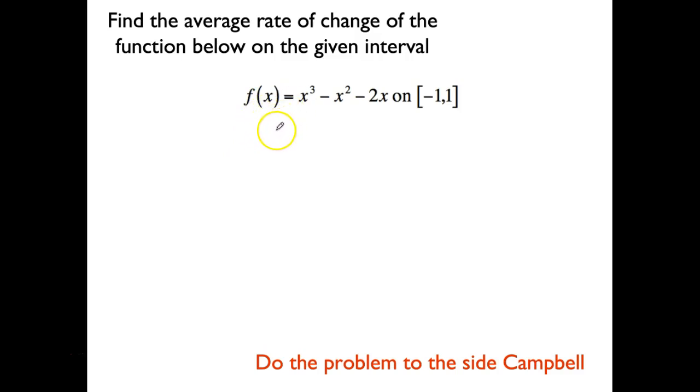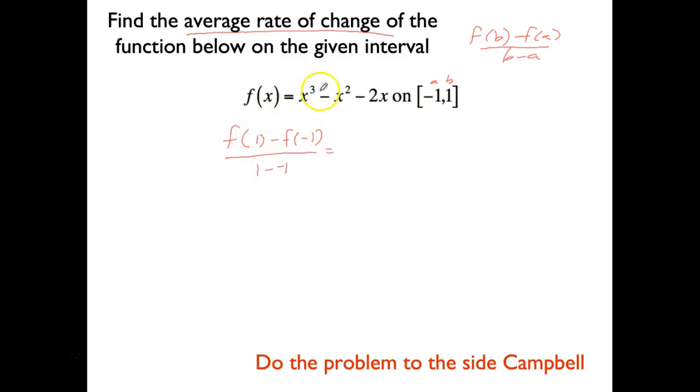Find the average rate of change of the function below. When you see those words, that should be the key to going f of b minus f of a all over b minus a. That's what we studied a lot previously. So we're going to be doing f of, and what is b? This is your a and your b. So f of 1 minus f of negative 1 all over 1 minus negative 1.